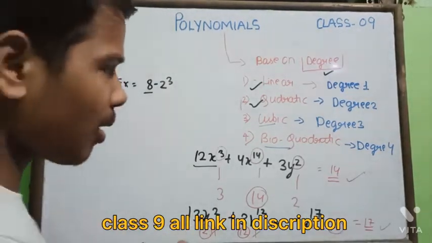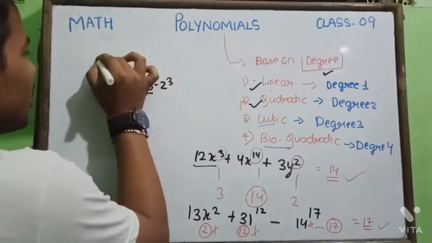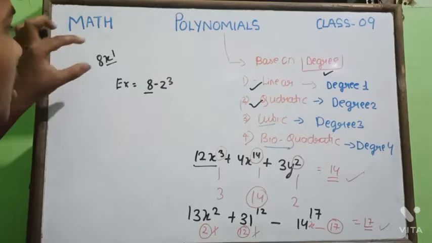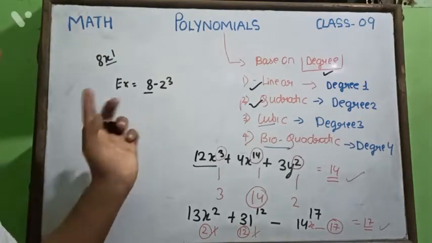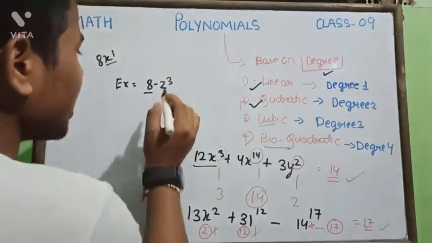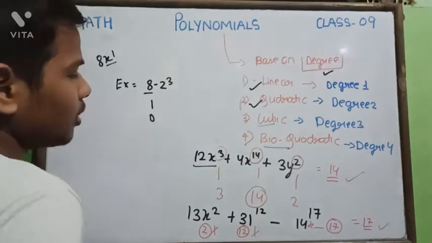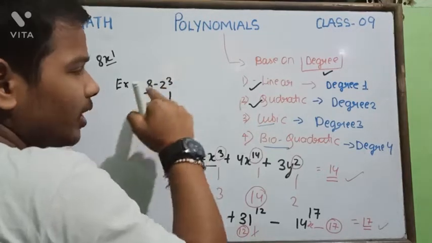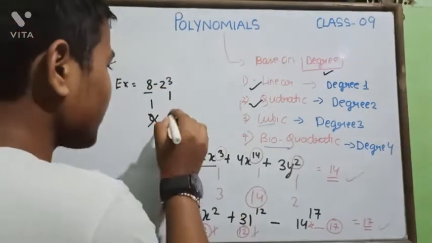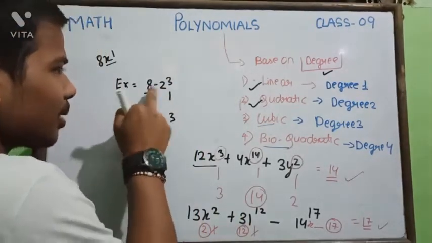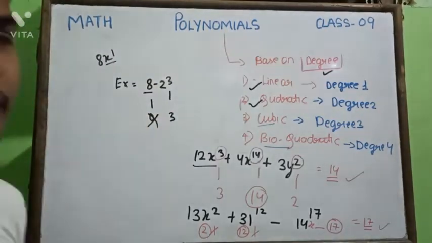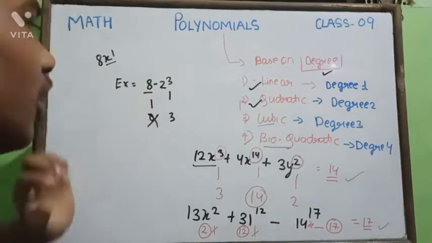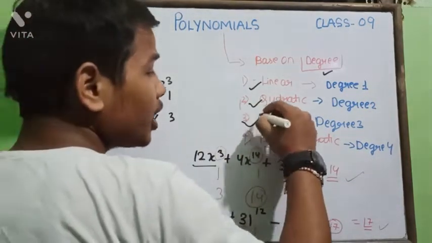Now the 8 doesn't have any power, because there is no variable. If there were a variable, then we would put 1 as the power, but there is no variable, so there is no power, it is 0. And here, what is the power? The power is 3. So it is the highest among both. There is nothing on one side, and there is 3 on the other. So the power is 3, and it will be the degree of this polynomial, which will be called a cubic polynomial.